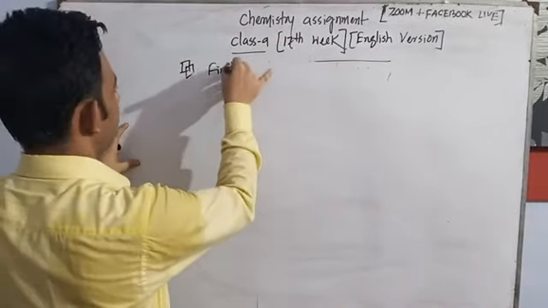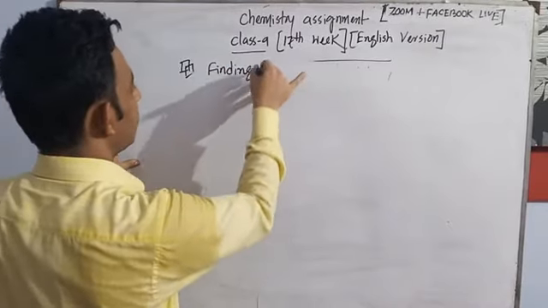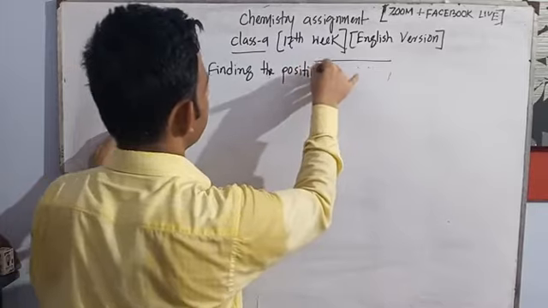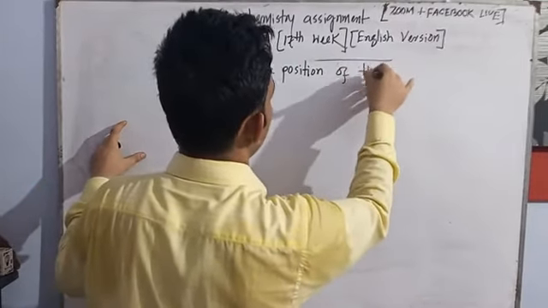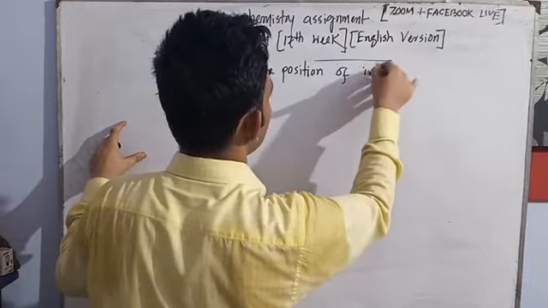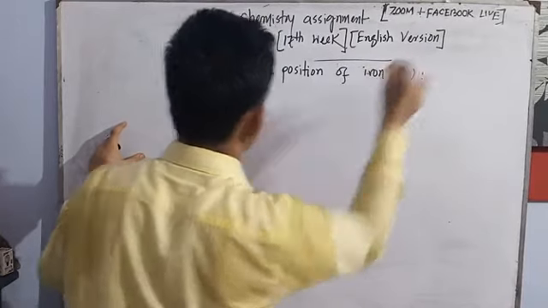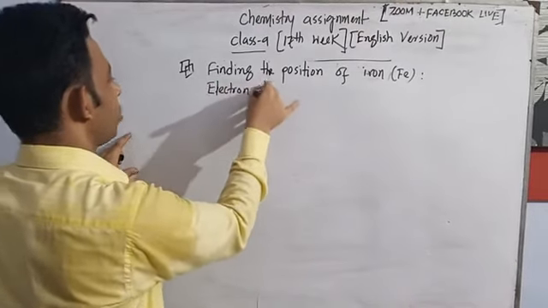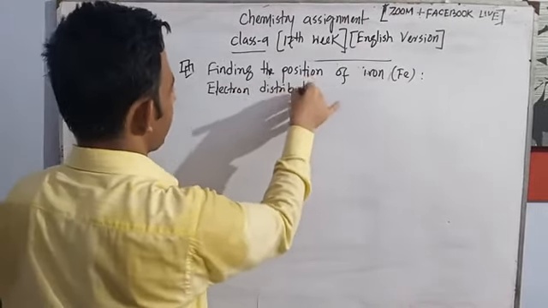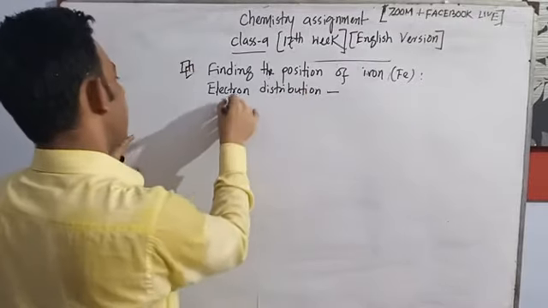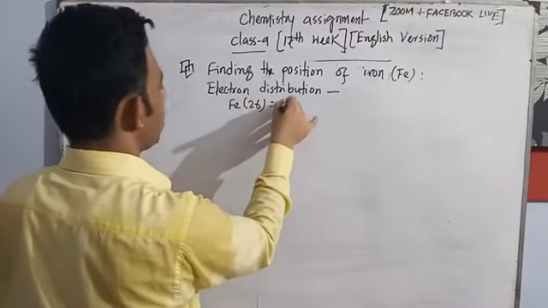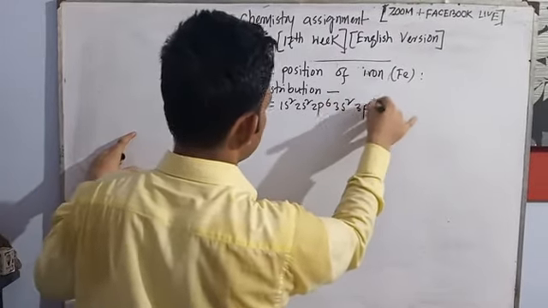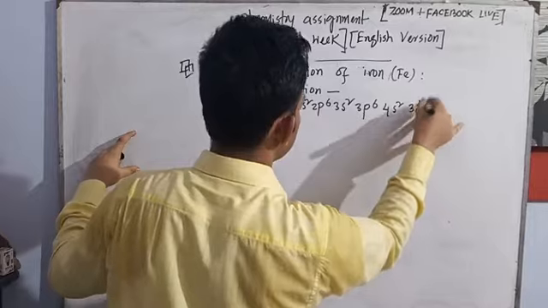Finding the position of the iron. Since we are finding the iron, I will directly work on the iron. According to electron distribution, iron 26: 1s2, 2s2, 2p6, 3s2, 3p6, 4s2, 3d6. Okay, fine.